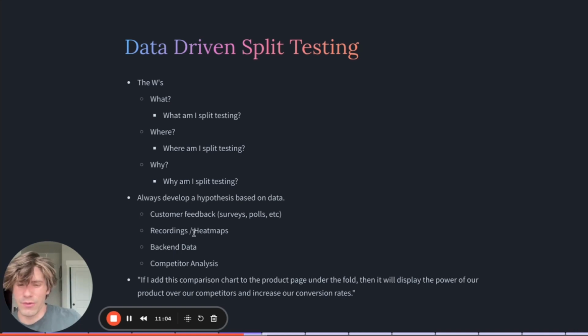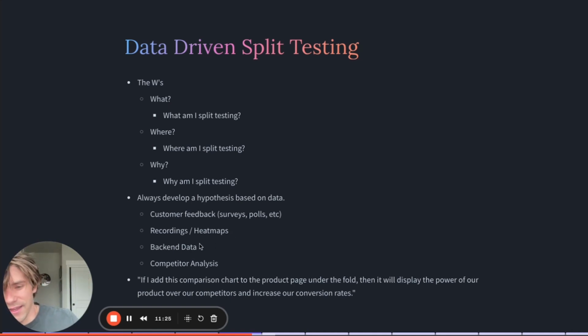Now, if you're in recordings and heat maps and you notice your scroll depth is abysmal, right? Like 98% of users are not scrolling past that above the fold element, then you obviously need to test what's above the fold, because only 2% of the users are actually seeing what's below that right now. So you kind of want to use a blend of all of these different systems.